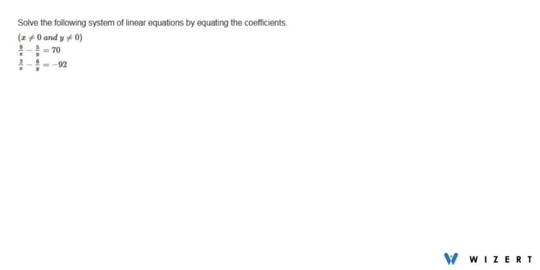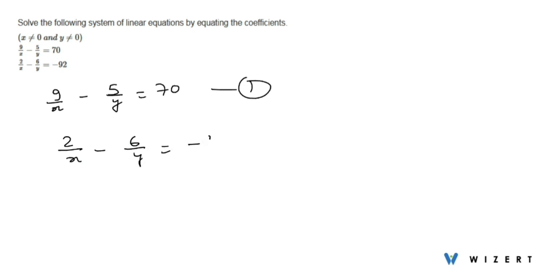Solve the following system of linear equations by equating the coefficients. Here it is given that x and y are non-zero, and these are the two given equations. 9 by x minus 5 by y equal to 70. Let this be the first equation, and 2 by x minus 6 by y equal to minus 92. Let this be the second equation.